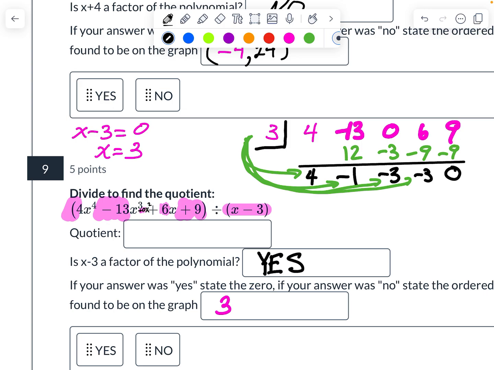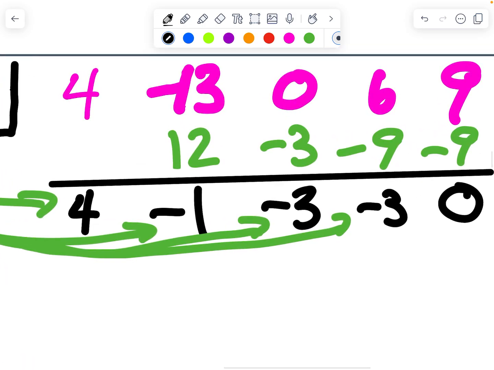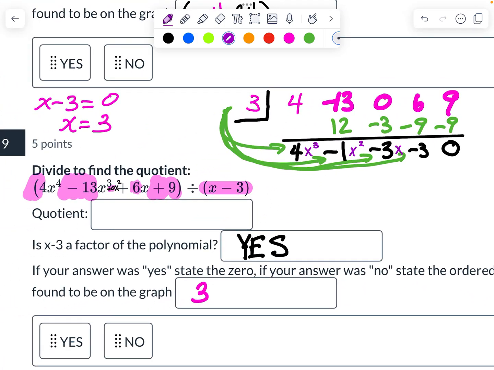And if our highest power was 4, our first answer is going to have a 3. So this is going to be an x to the power of 3. This is going to be an x to the power of 2. This is going to be an x. So our answer is going to be written as 4x to the power of 3 minus, and we are not writing the 1, minus x to the power of 2 minus 3x minus 3. And there is our answer.